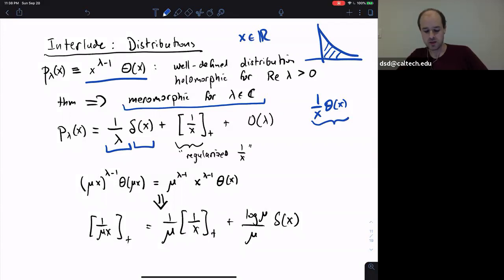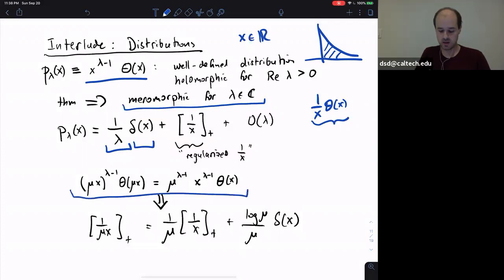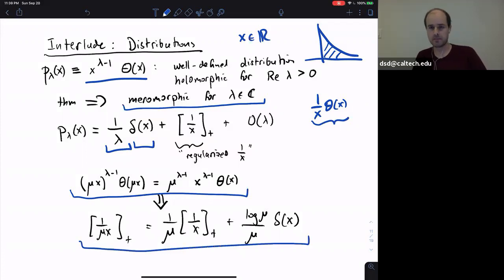So the plus distribution is well defined as a distribution, whereas 1 over x is not. But there's a kind of price that you pay, which is that this regularized version of 1 over x doesn't transform under scaling the way that you expect. So if you just chase the definition of this thing, use this identity and pick out the definition of this plus distribution, you find that it has a non-homogeneous transformation law under scaling.